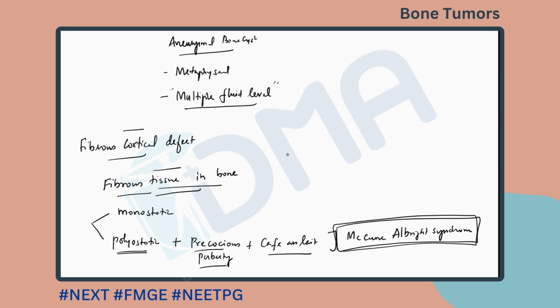syndrome. Usually fibrous cortical defect is seen in the proximal femur, where they form a deformity called Shepherd-Crook deformity.